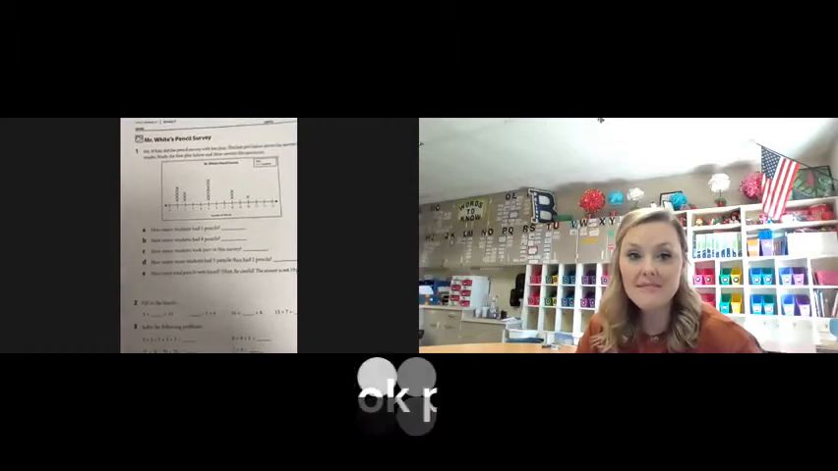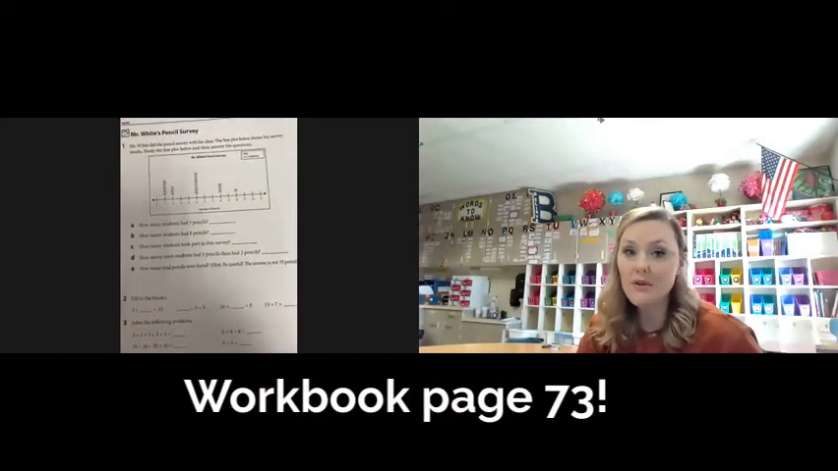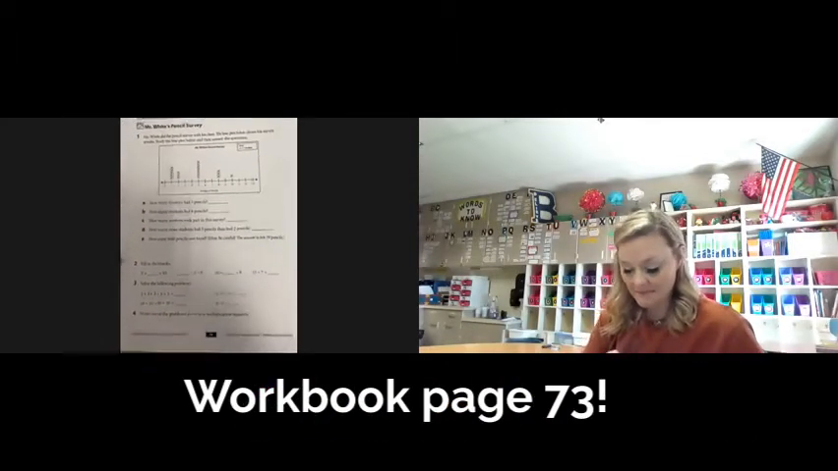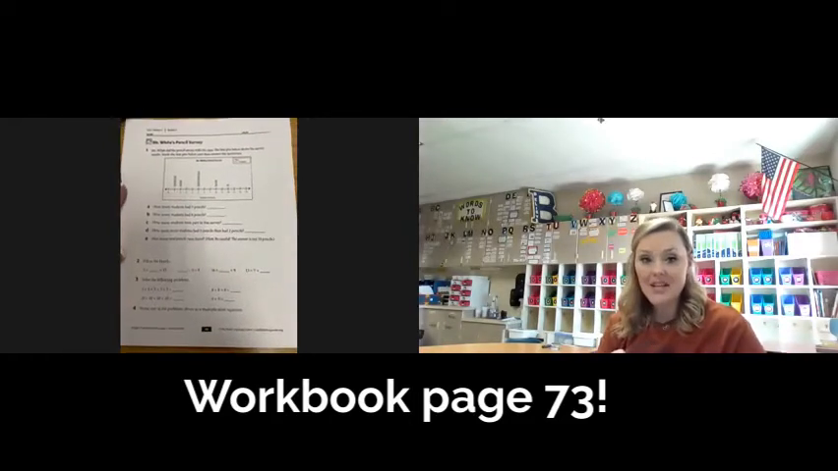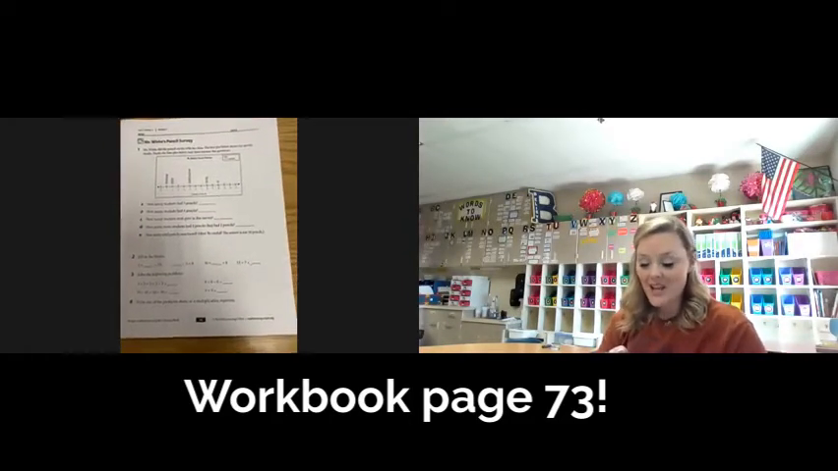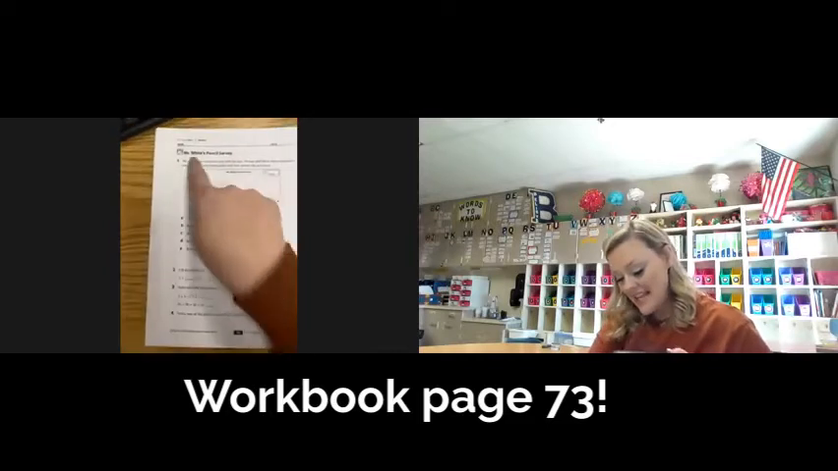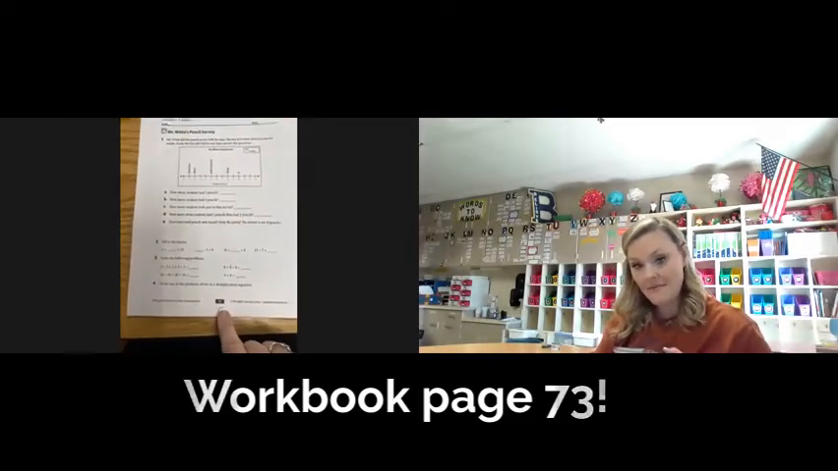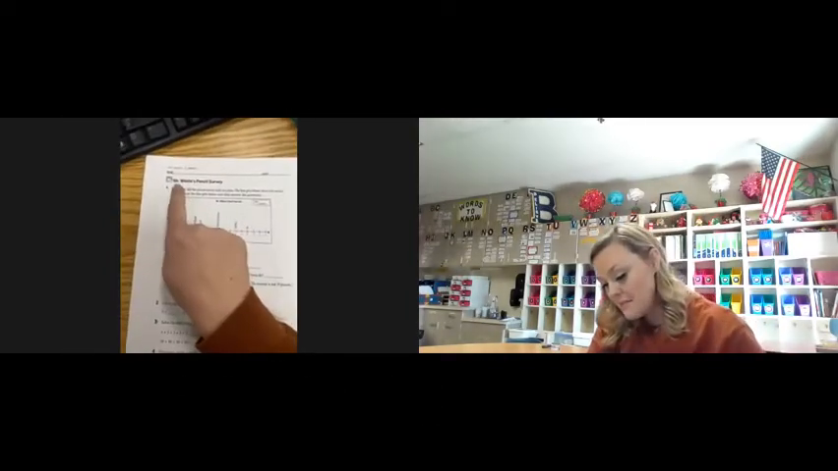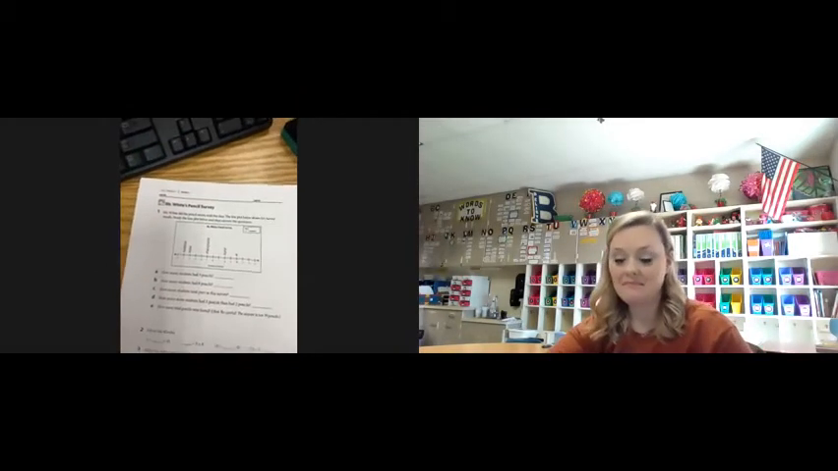Today we're going to be working on some graphing, so quickly grab out your green workbook and I'm going to share my workbook page with you. So we're going to look right here. It's page 73 and at the top it says Mr. White's pencil survey.